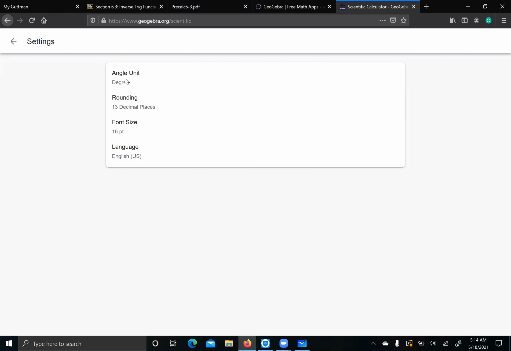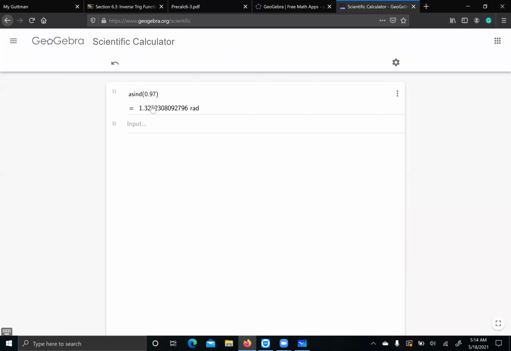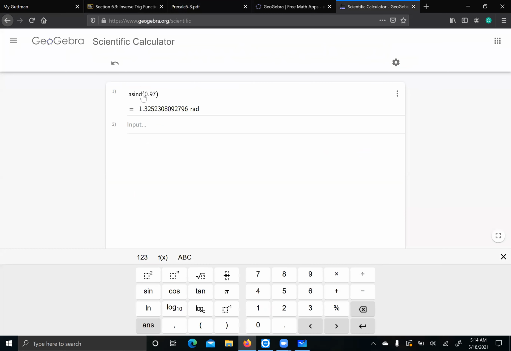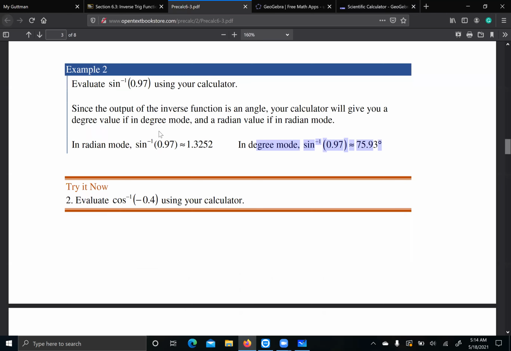calculator and change the setting from degrees to radians, and then enter the value, and that gives you the sine inverse or arc sine of this value in radians, you see. And if you round it, it's going to be almost 1.33. You see, you have it right here.